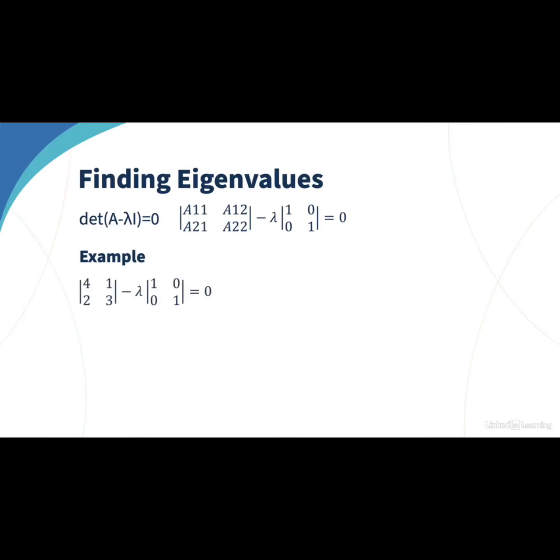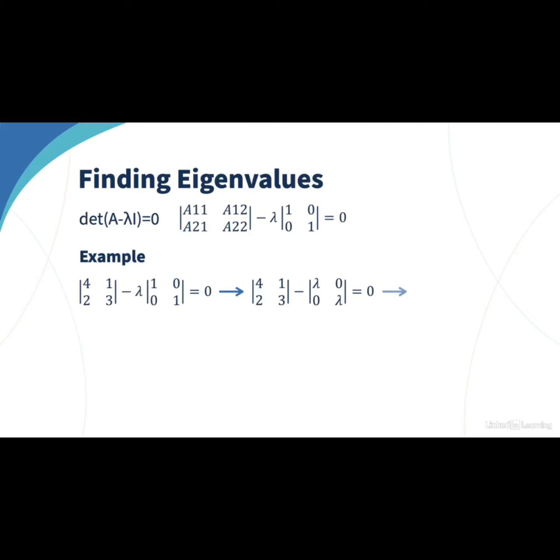Let's take an example. Let's assume that we have a matrix A, which is 4, 1, 2, 3, and then we are going to calculate the determinant of A minus lambda I in order for us to find the eigenvalue lambda. So we'll have 4, 1, 2, 3 minus lambda multiplied by 1, 0, 0, 1 for the identity matrix, and that's equal to 0. Further, we are going to multiply lambda now. So we take lambda inside the 1, 0, 0, 1 matrix, and then we have lambda 0, 0, lambda.